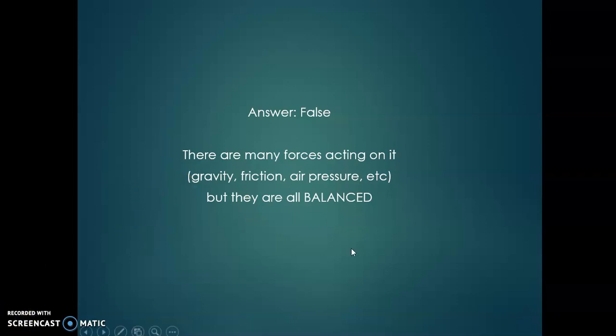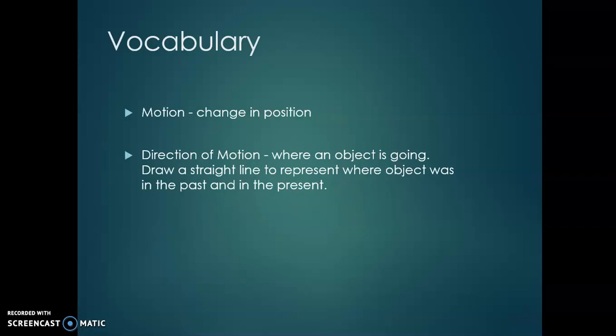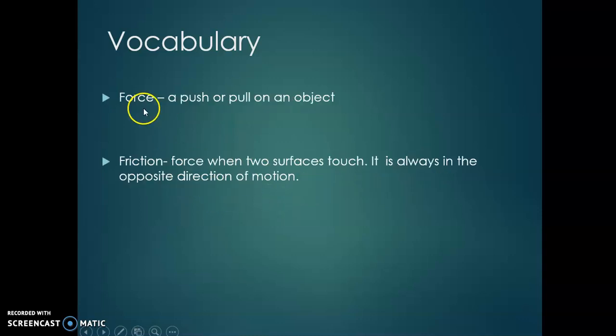Let's move on to the next slide. Now, there are certain vocabulary words in this chapter. For example, motion. Motion means a change in position, the direction of motion, where an object is going. We draw a straight line which represents the object in the past and in the present. What is force? Force is a push or pull on an object, and friction is when two surfaces touch. It is always in the opposite direction of the motion.